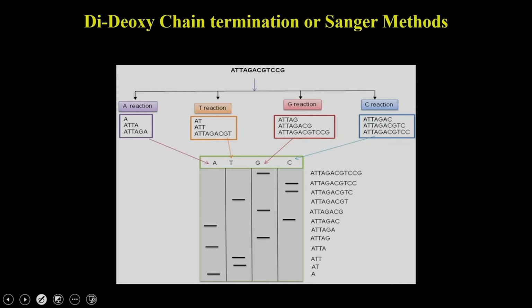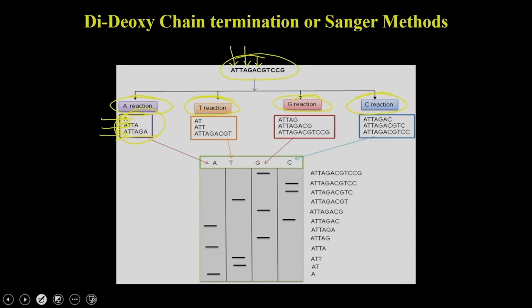So, in the third step, you take this DNA sequence, which you have already divided into the 4 reactions: A reaction, T reaction, G reaction and C reaction. When you do the A reaction, it is going to terminate at every place where you have an A, which means it terminates at this point, at this point, at this point and so on. So you are going to get A, ATTA and ATTAGA, which means all 3 fragments, when you run the A reaction.